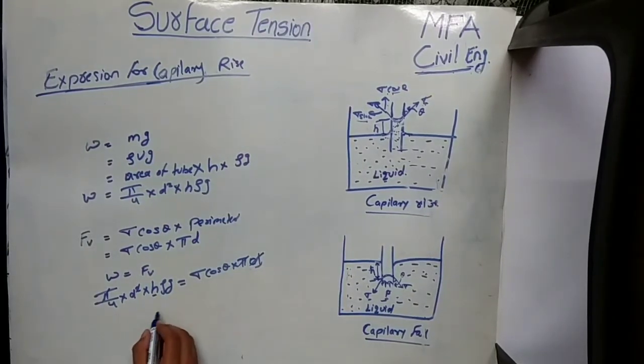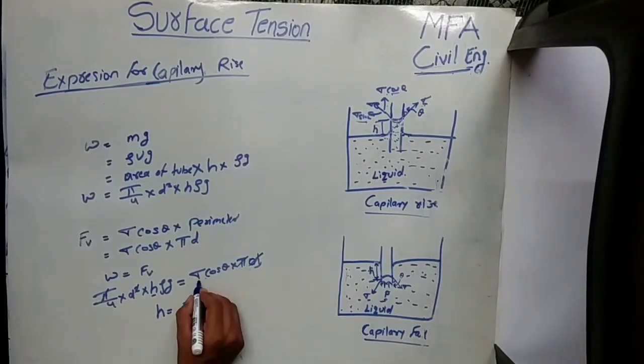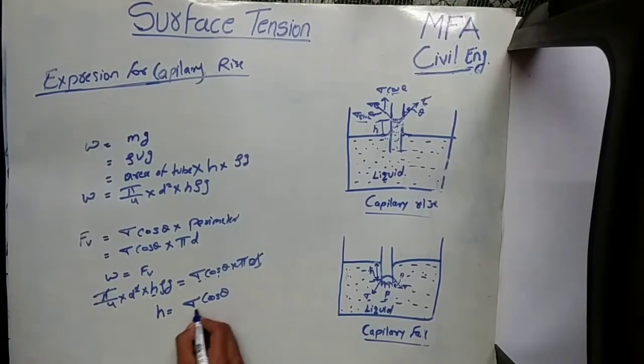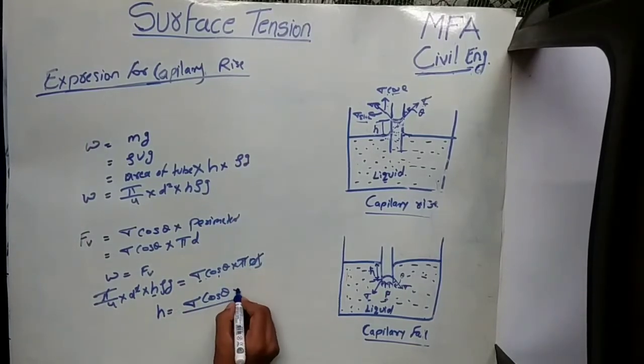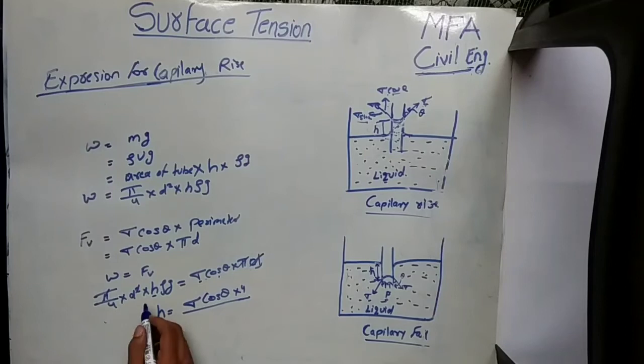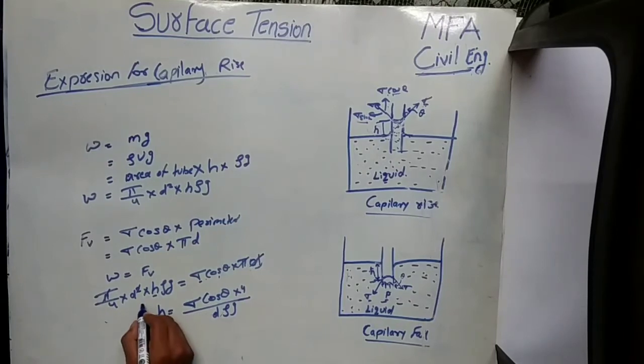Now we have to find the capillary rise, so h is equal to sigma cos of theta divided by, 4 here gets multiplied, h diameter into rho into g. This is the expression for the capillary rise in the tube.